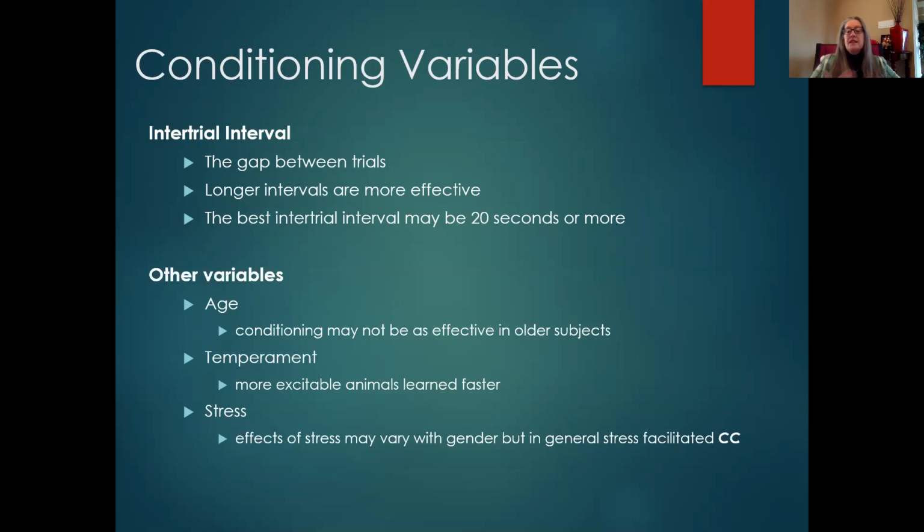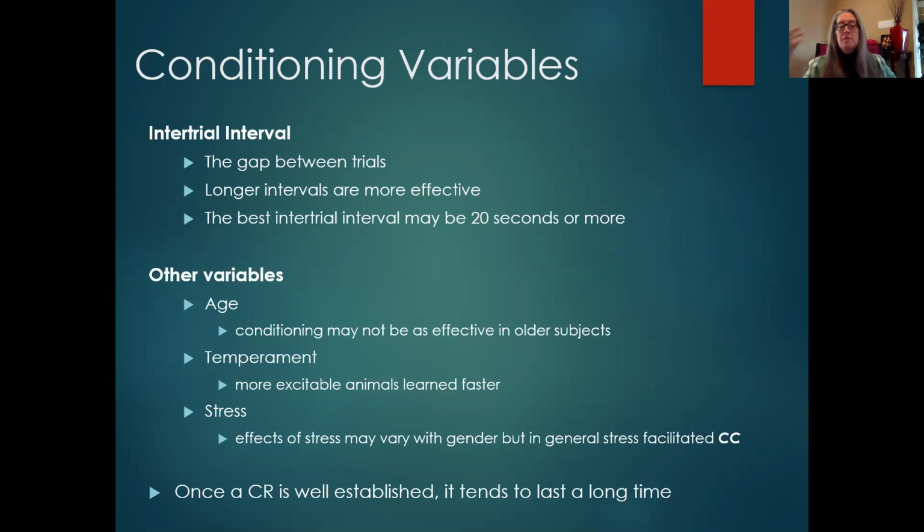Temperament. More excitable animals tend to learn faster. If you're more susceptible to fear, you tend to learn faster. Stress oftentimes helps you learn classical conditioning. Not always, but in a lot of situations it does. So it's a very complicated process, but I hope you see some of the variables that do play a role.